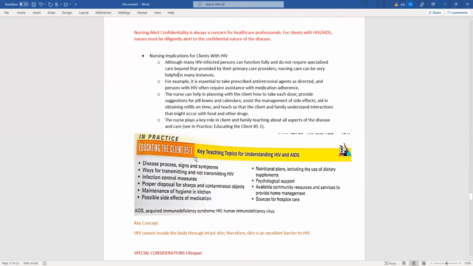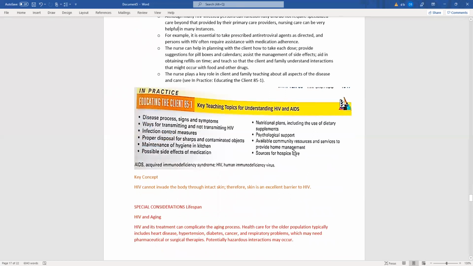So this is 85-1, the key teaching topics for understanding HIV and AIDS. We're going to educate the client about the disease process and the signs and symptoms, ways of transmitting and not transmitting HIV, infection control measures, proper disposal of sharps and contaminated objects, maintenance of hygiene in the kitchen, possible side effects of meds, nutritional plans including the use of dietary supplements, psychological support, available community resources and services to provide home management, and sources for hospice care. So this is important to know. Might be a select all that apply.